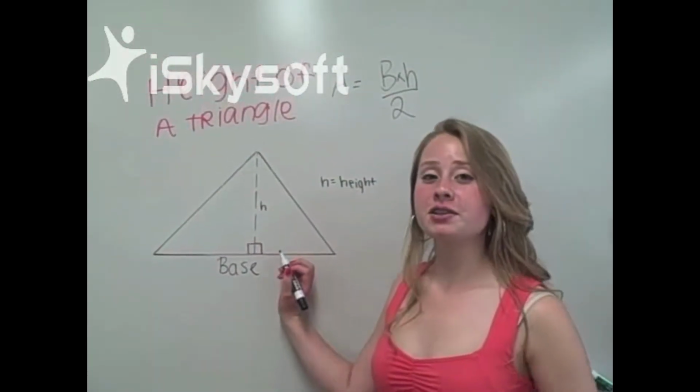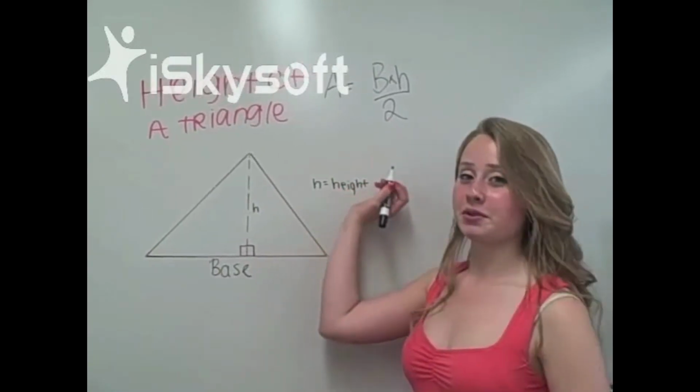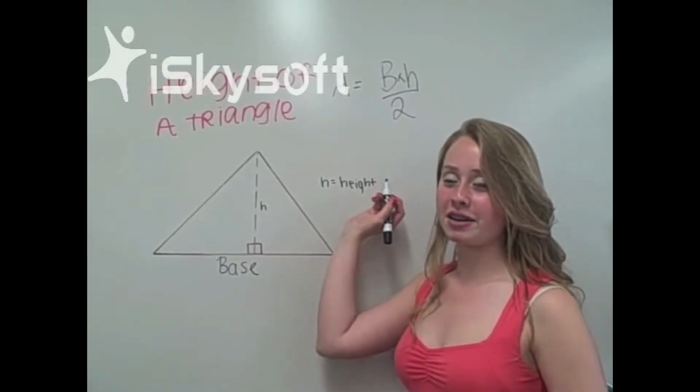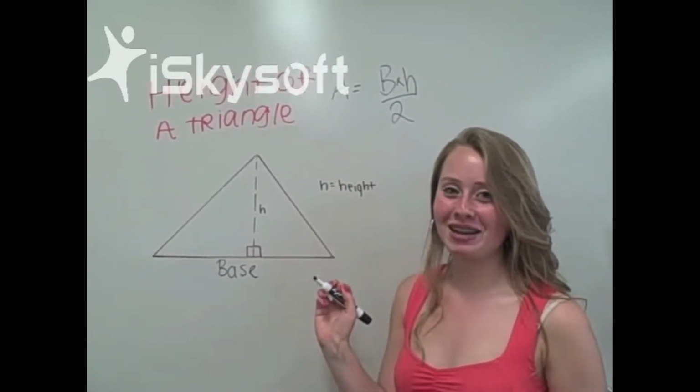If you take two triangles, you can get a parallelogram, so that's where we get our formula from. You do the area of a parallelogram formula and you divide it by 2.